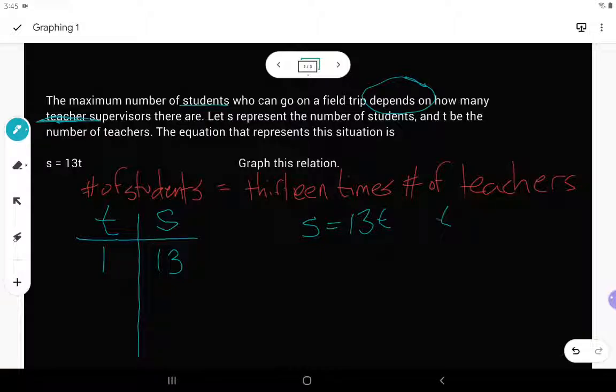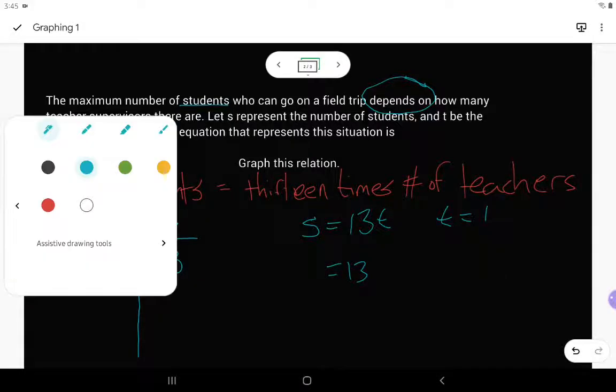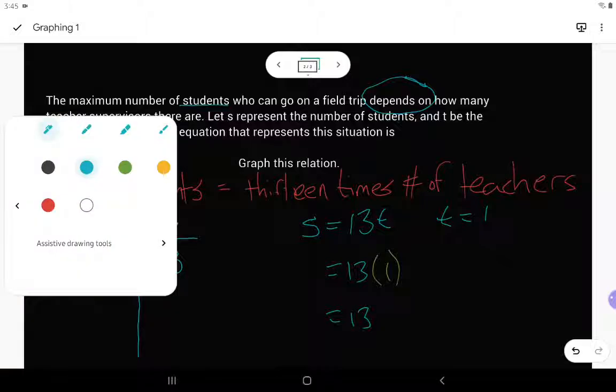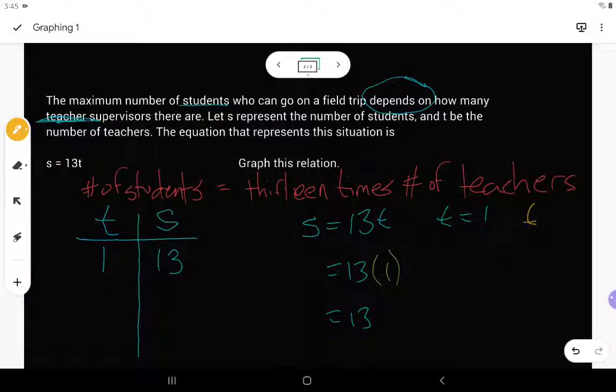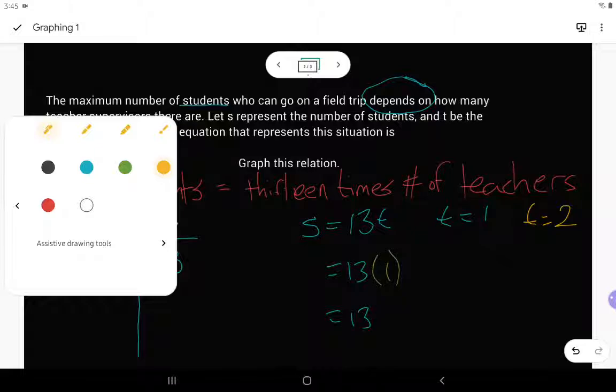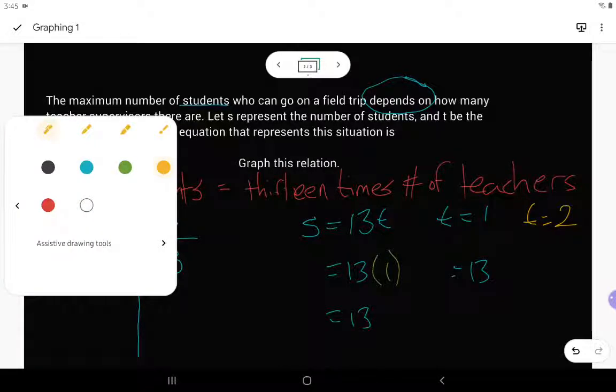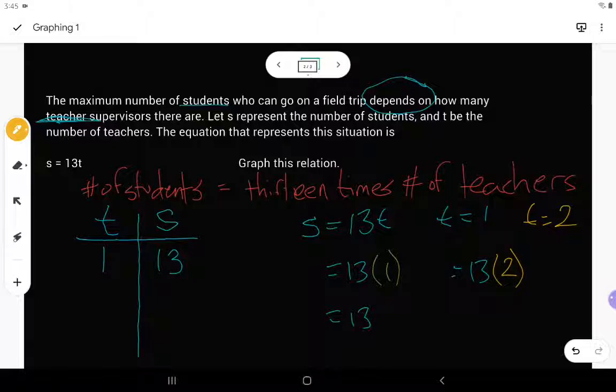And I'm saying, well, what if the number of t, or teachers, is 1? So when I substitute in, I have 13 times 1, and 13 times 1 is just 13. And then if I did it again, what if I had 2 teachers who could go on the field trip? Well, now it's 13, and instead of filling in 1, I fill in 2 teachers. And now the number of students we could bring on that field trip is 26. So when there's 2 teachers, we can bring 26.